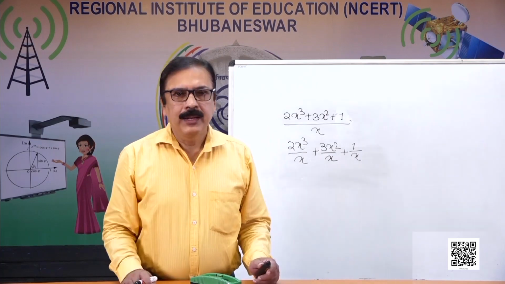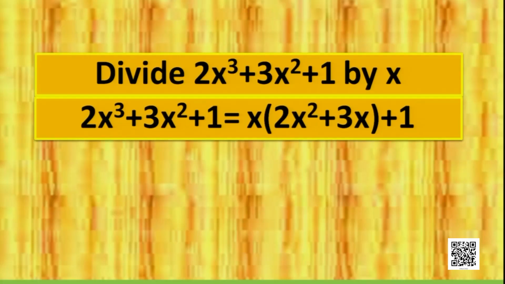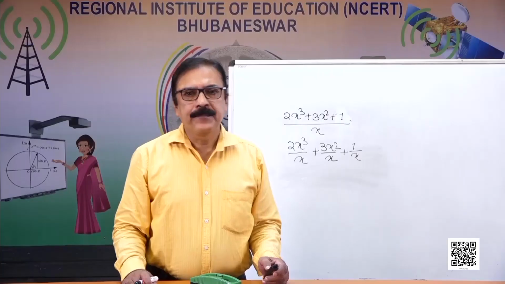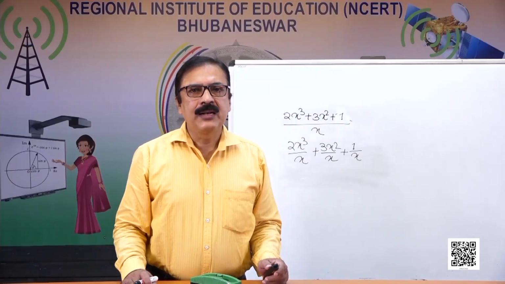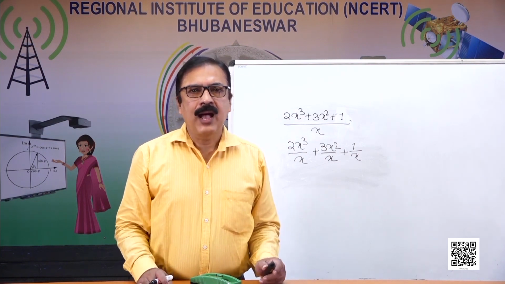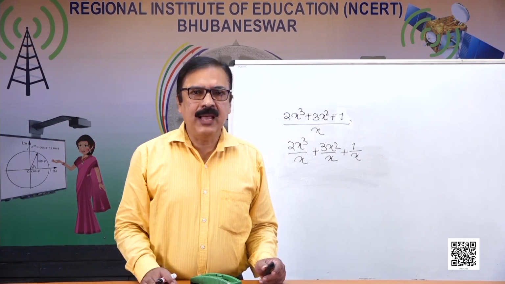So what to do? In this case, 2x cube plus 3x square plus 1 is the dividend, x is the divisor, 2x square plus 3x is the quotient, and 1 is the remainder. So 2x cube plus 3x square plus 1 is not a multiple of x, as we have a remainder 1. Then we can divide a polynomial with another polynomial of less degree.